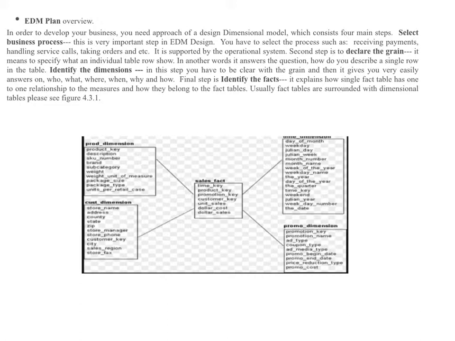Please, let's see the figure which I provided here. As you see in the middle, we have a fact table and it's surrounded by dimensional tables. For example, we have a frame dimension, we have a time dimension, we have a cost dimension, and that's how the fact table is surrounded by the dimensional tables.